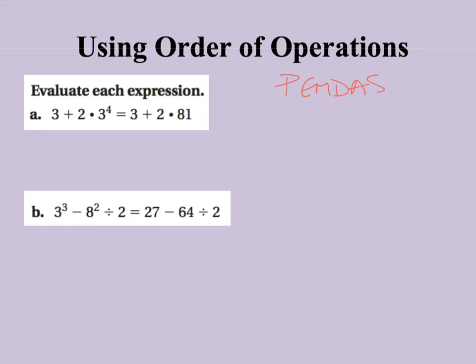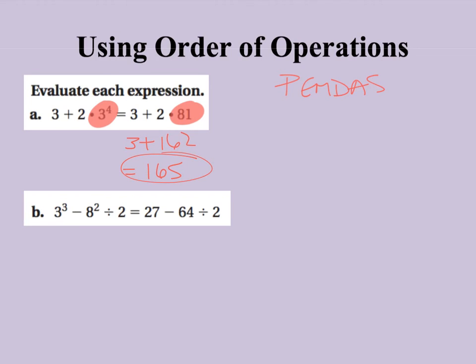So for our first example, you're going to notice that the first part is done for you. They went ahead and took 3 to the 4th power, and simplified that to give you 81. Now that you know that that is 81, you can go ahead and go from left to right, knowing that multiplication is first when solving these types of problems. So 81 times 2 is going to give us 3 plus 162. Go ahead, add those two together. Your final answer is 165.